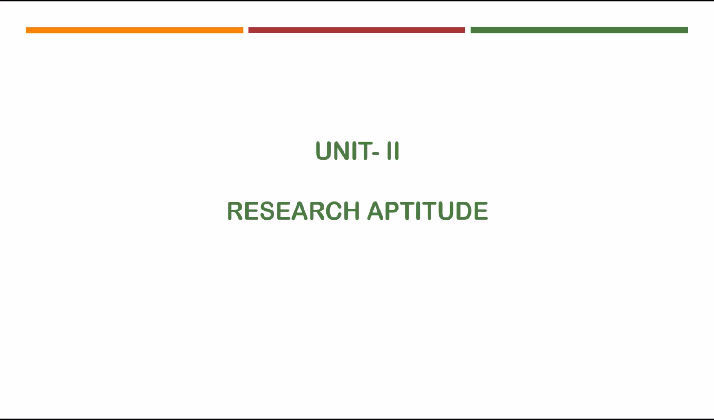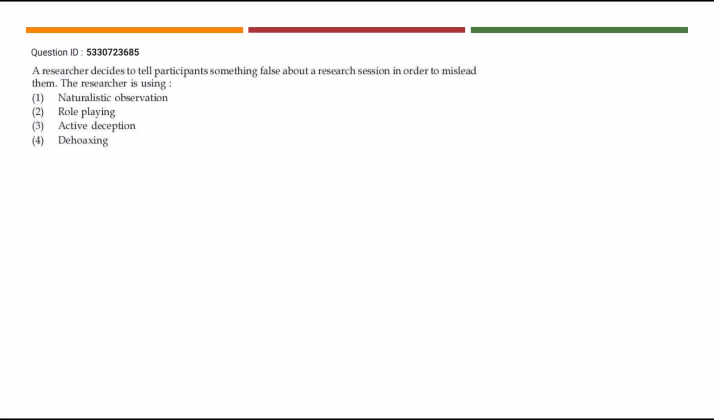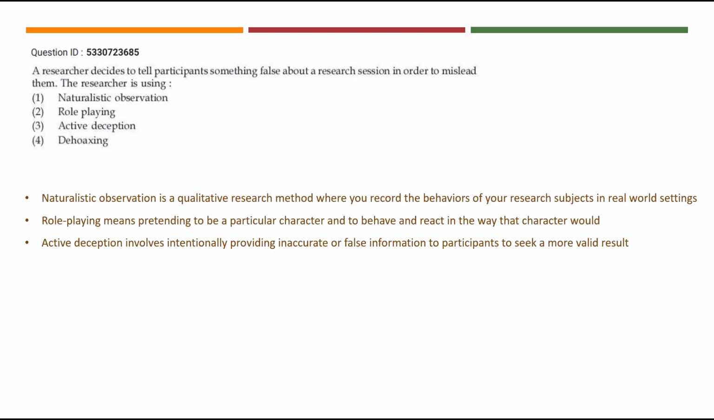Let's move on to Unit 2, Research Aptitude. A researcher decides to tell participants something false about a research session in order to mislead them. The researcher is using, let's first understand the options. Naturalistic observation is a qualitative research method where you record the behaviors of your research subject in real world settings. So there is nothing that is propagated false here, so we will rule out.